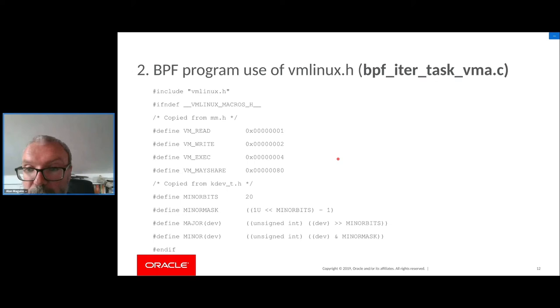So here's an example. This is a BPF program under selftests. And we can see here that there's a bunch of definitions, and this is the kind of classic copy and paste that you have to do if you don't want to actually include the header files themselves. So if the vmlinux macros.h aren't present in vmlinux.h, we need to go and define these directly. Otherwise, we don't have to worry about that. So that's kind of the best case scenario.